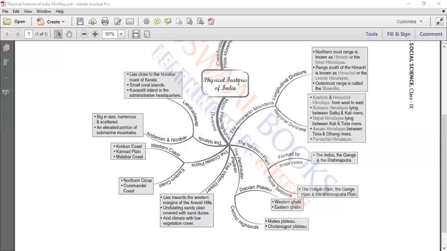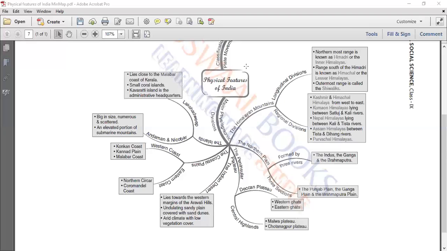Okay, then we spoke about the coastal plains. In coastal plains, we saw the eastern coastal plain and the western coastal plain. Over here also, we had done a comparison and we have done the difference between the two. We know that the eastern coastal plain is divided into two parts, the Northern Circars and the Coromandel coast. And the western coastal plain is divided into three parts, that is the Konkan coast, the Kanara plains, and the Malabar coast.